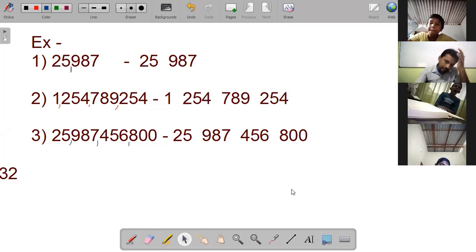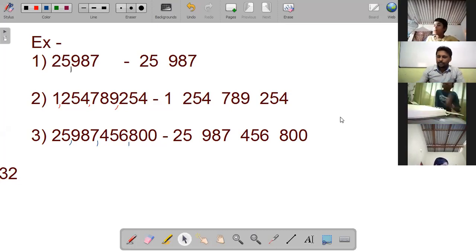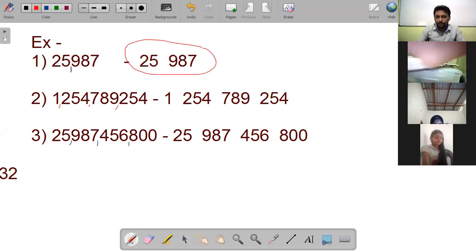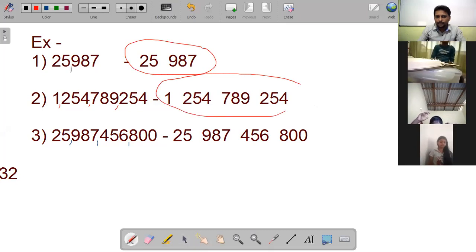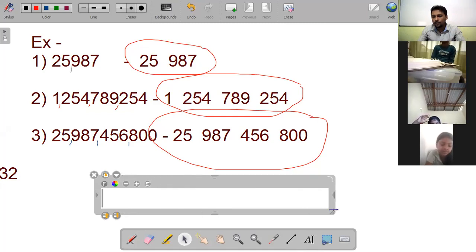Now, I will say another important word for you. Now you know how we can separate into periods. When you write the number, separate into periods. Okay, like that, like that, like that. This format is known as standard form, right?